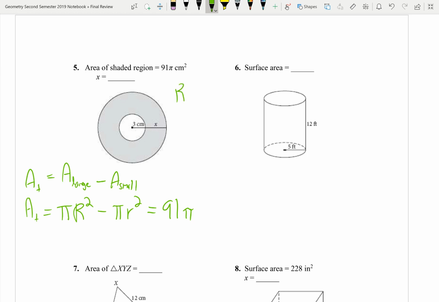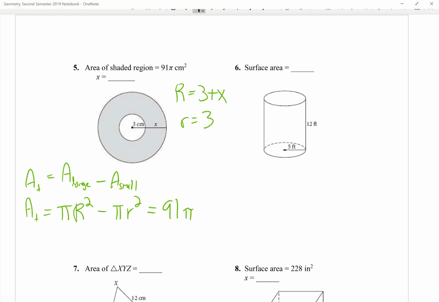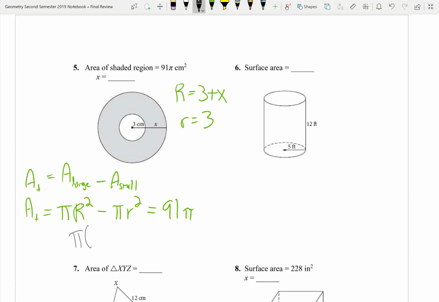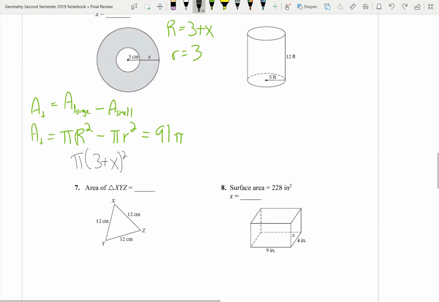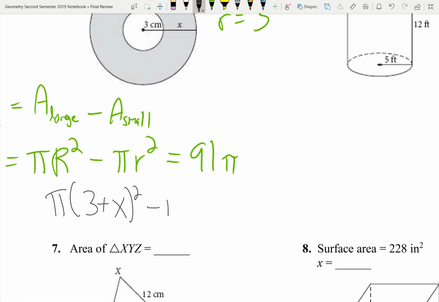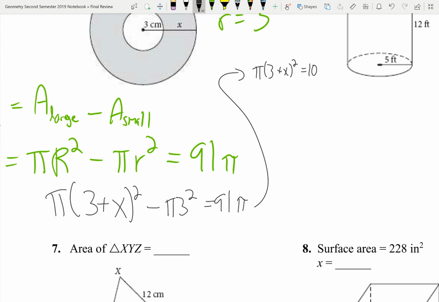Okay, so big R, the radius of the large circle, is 3 plus x. The small circle's radius is just 3. And I'll go back to black here. So that's going to mean that pi times 3 plus x squared minus pi times 3 squared equals 91 pi. And I'm going to go back up here, a little bit more room. So that means that pi times 3 plus x squared equals 100 pi.